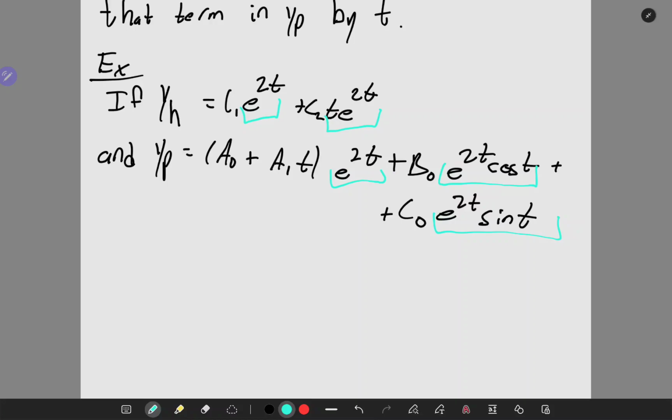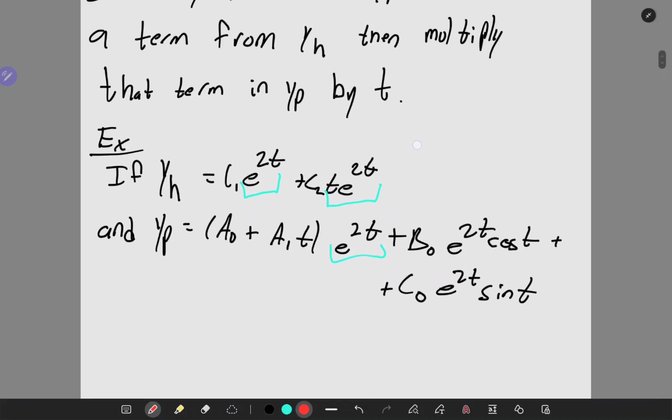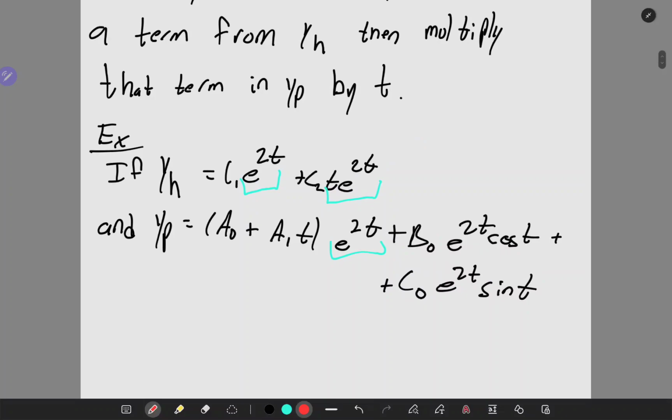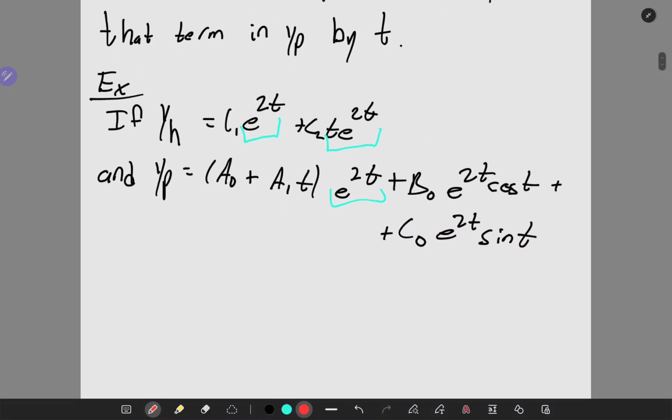Do any of them match? You're going to say yes. These two don't, so let's get rid of these. Does this match with any of these? Yes, this one matches with this one. So what this means is you're going to multiply that term in y sub p by a t. So we're just going to add a t right to here.